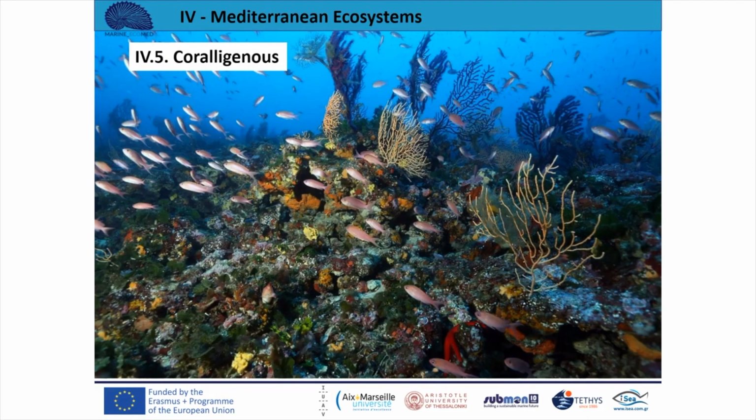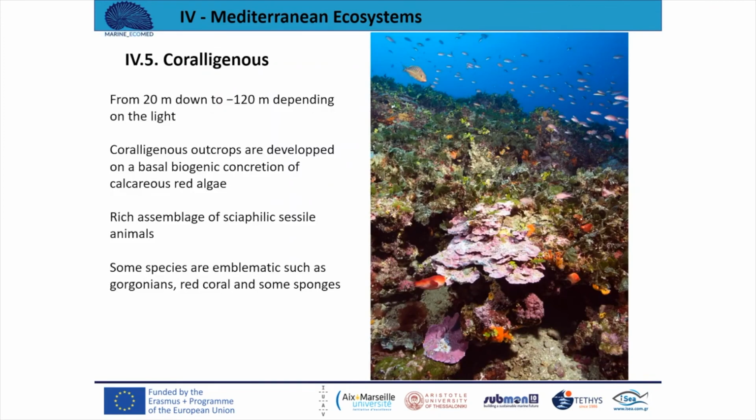The coralligenous outcrops are a Mediterranean sciaphilic habitat whose 3-dimensionally layered communities developed on a basal biogenic concretion of calcareous red algae growing in dim light condition, along with a rich assemblage of sciaphilic sessile animals. It grows from 20 meters down to 120 meters, depending on the light according to the exposition and the clarity of the seawater.